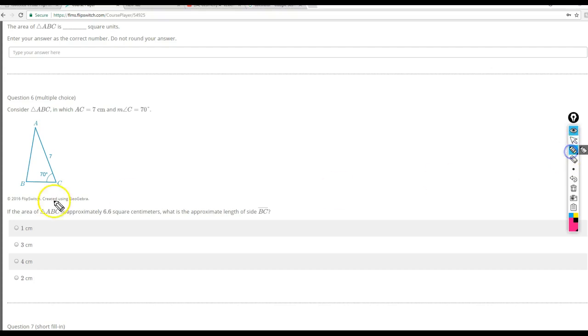Alright, side length BC is an adjacent side to the angle. And if these labels were different, say I had this same triangle, but the labels on the sides were different, say it was DEF, I can still use our area formula, because the area formula is the relationship of the side lengths to the angle that you're using. So this would be our reference angle.